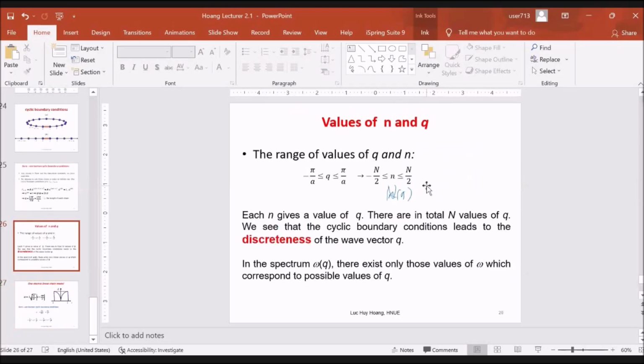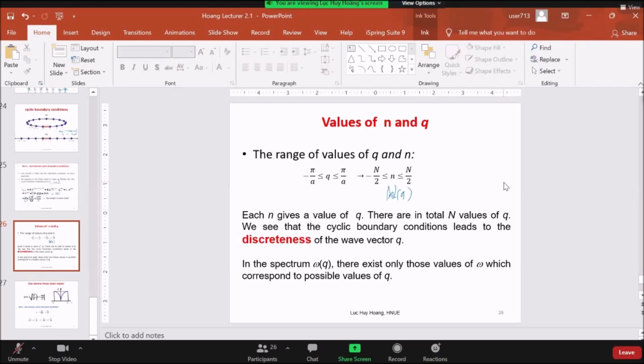Ok. Trước khi chuyển sang bài toán thứ hai, các bạn có câu hỏi gì không?